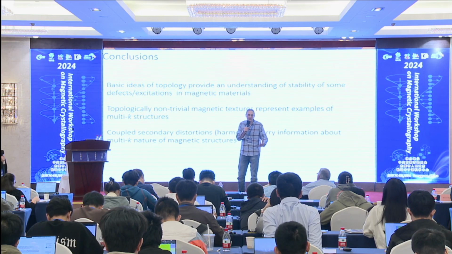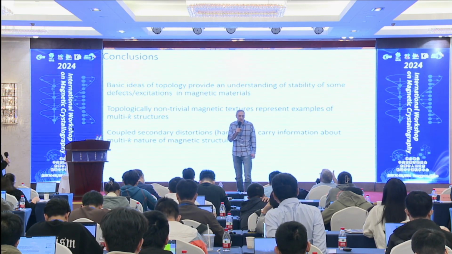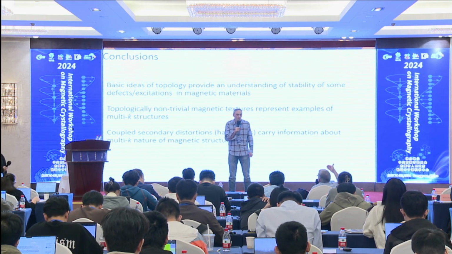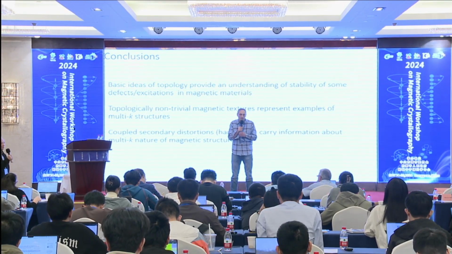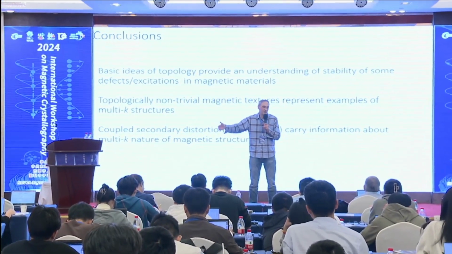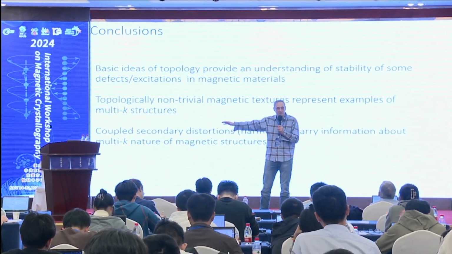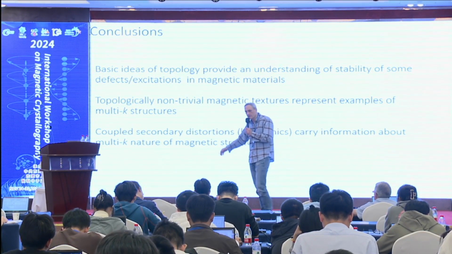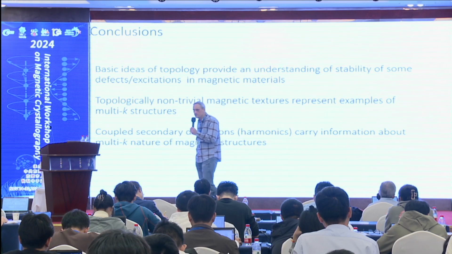These are types of degrees of freedom which have the same symmetry. But in the context of my talk, they are quite trivial. They won't give you any additional information. We need to see something different from that, which will confirm that it's a multi-K structure. One more question.